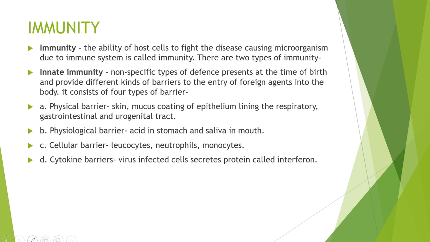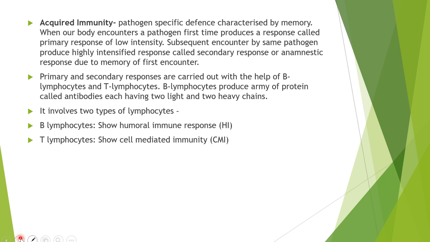Then the second type of immunity is the acquired immunity. It is the pathogen specific immunity. This immunity will work only for the specific pathogen, because the pathogen specific defense is characterized by memory, and it is acquired by a person during his or her lifetime, either by contracting the disease or by vaccination.